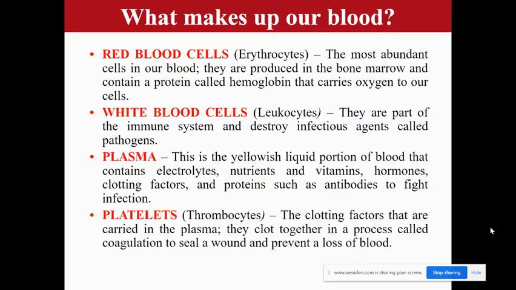Then the last thing is platelets, which are thrombocytes. And these are the clotting factors that are carried in the plasma. They clot together in a process called coagulation to seal a wound and prevent the loss of blood. So that's when you get like a scab. These platelets are all piling together and forming that clot. So then when it dries, it protects that wound.